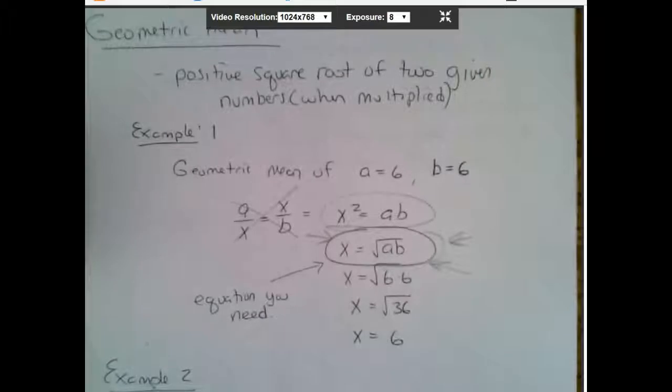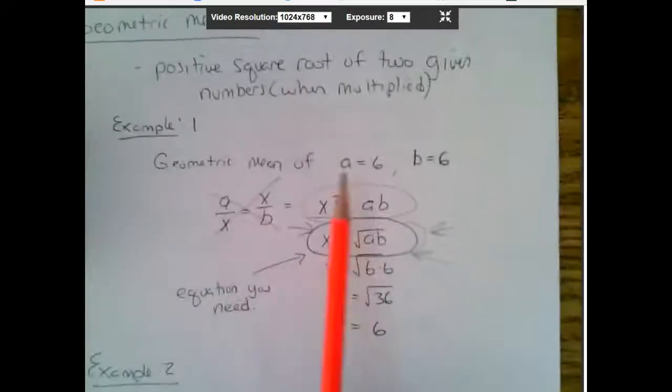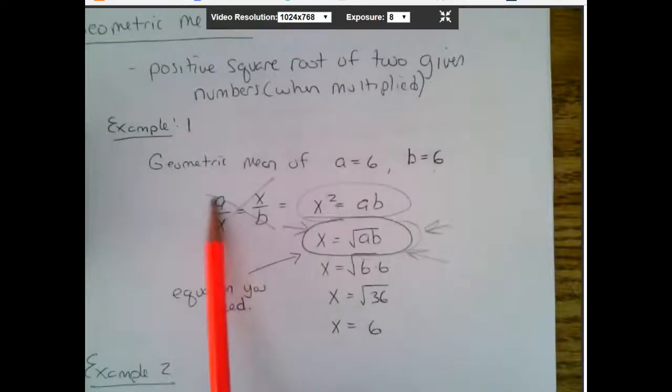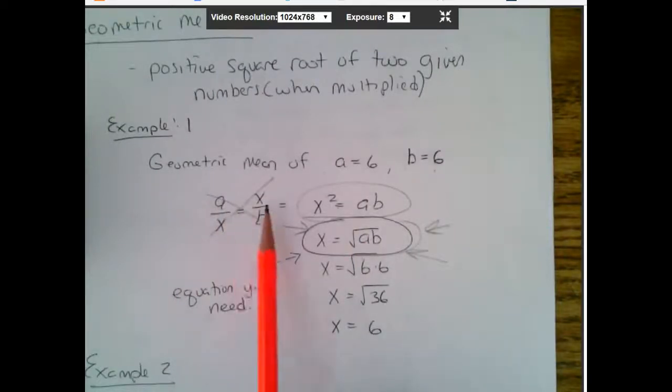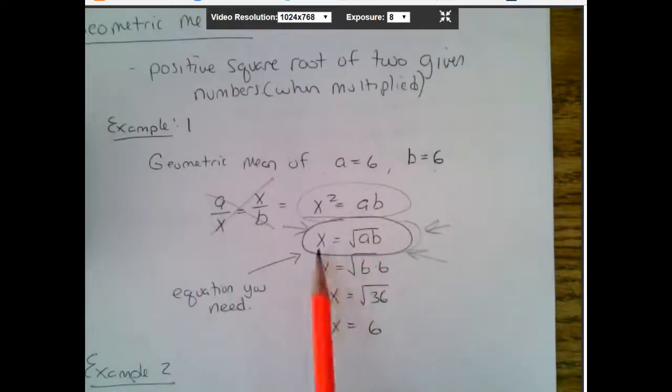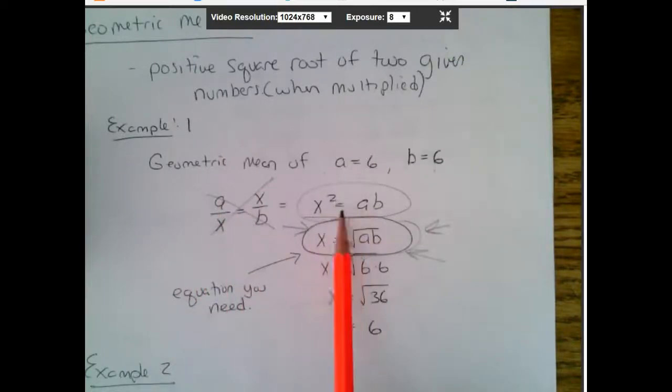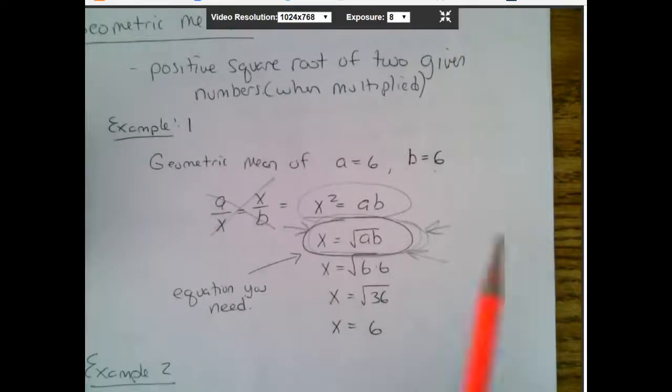Okay, so example one, the geometric mean of two numbers, a is 6, b is 6. So then we could write a over x equals x over b, and then we would cross multiply. But really in the end we end up with x equals the square root of ab. So we do the cross multiplying, we get x squared equals ab, and then we want x equals the square root of ab. And this is the equation we're going to use for geometric means.